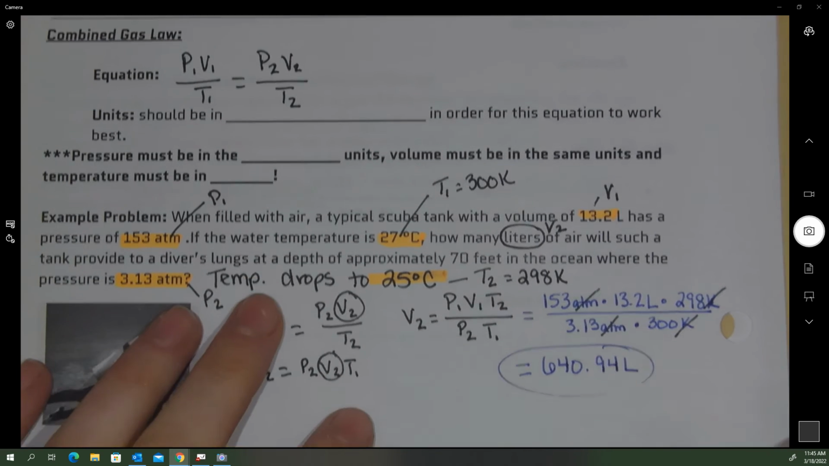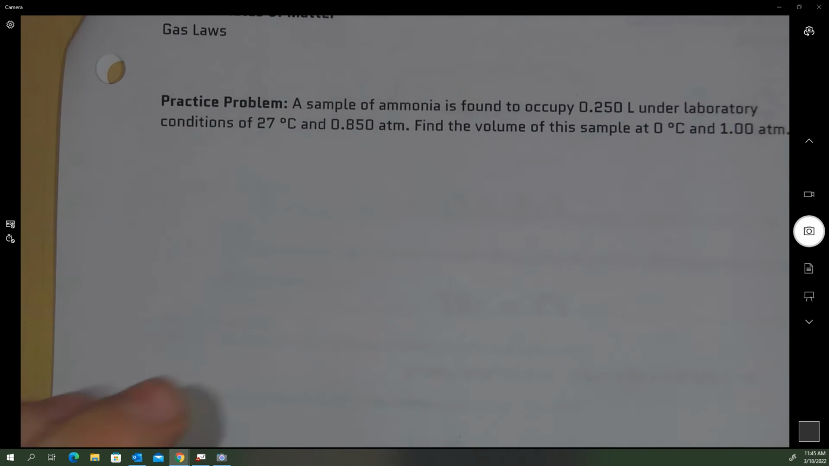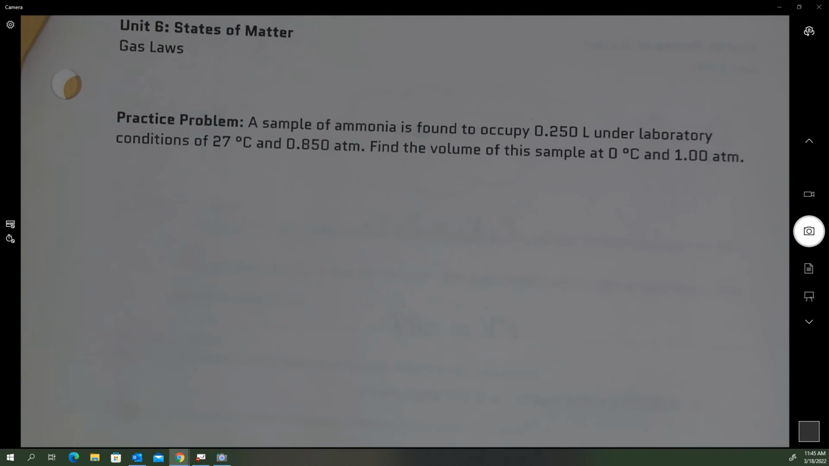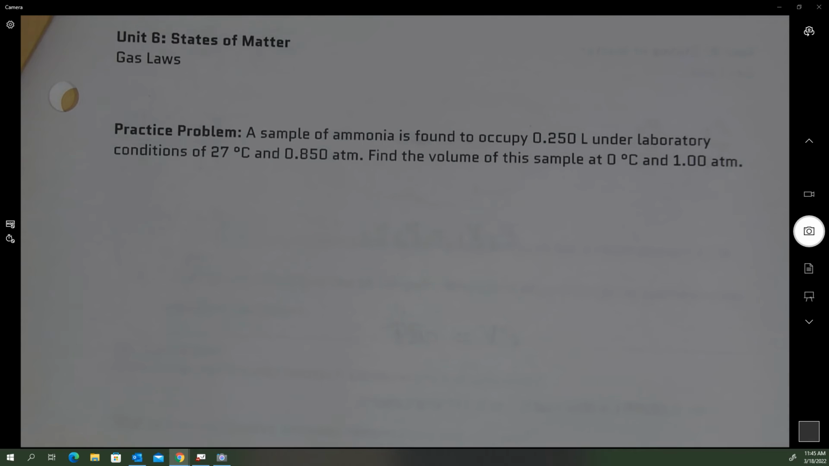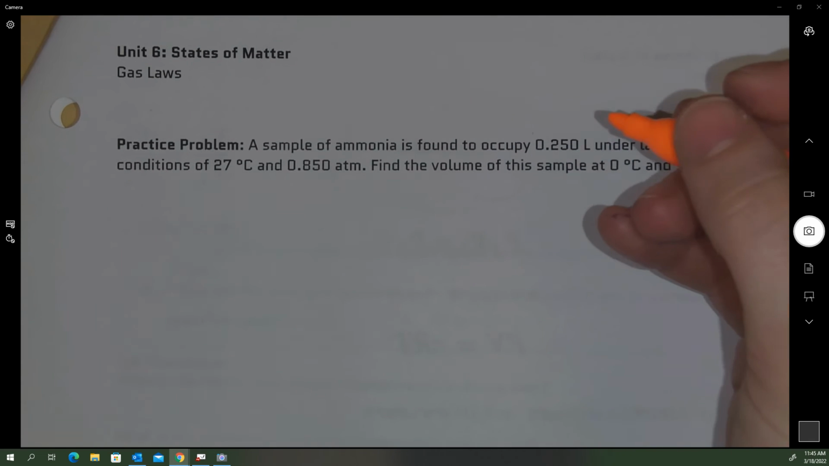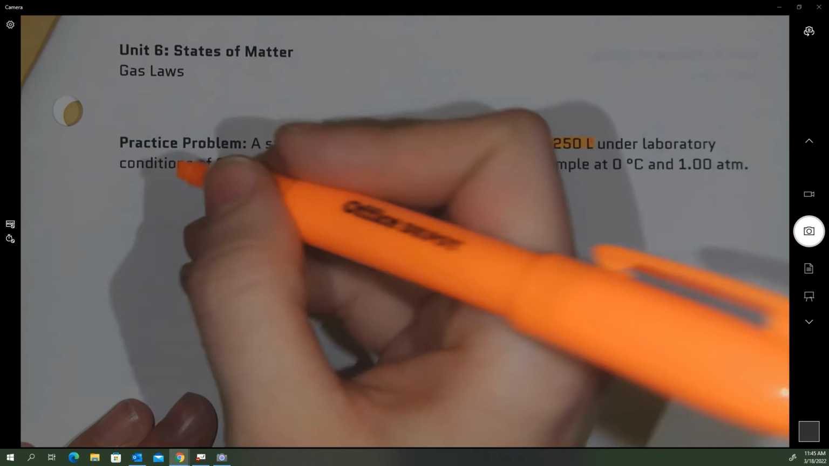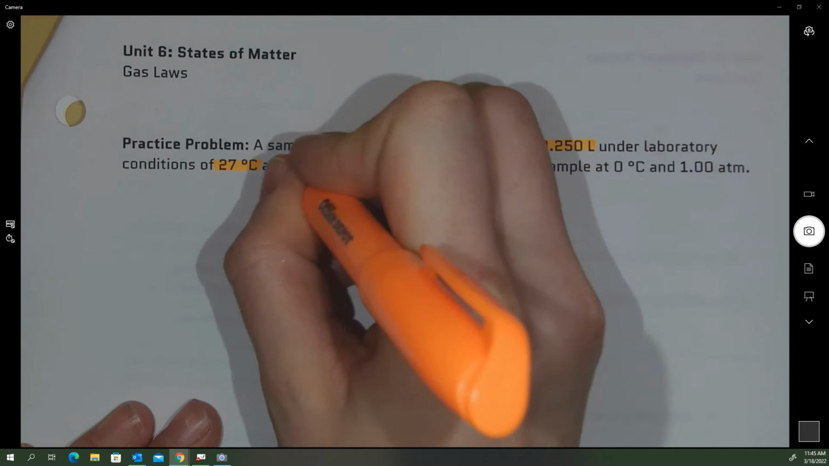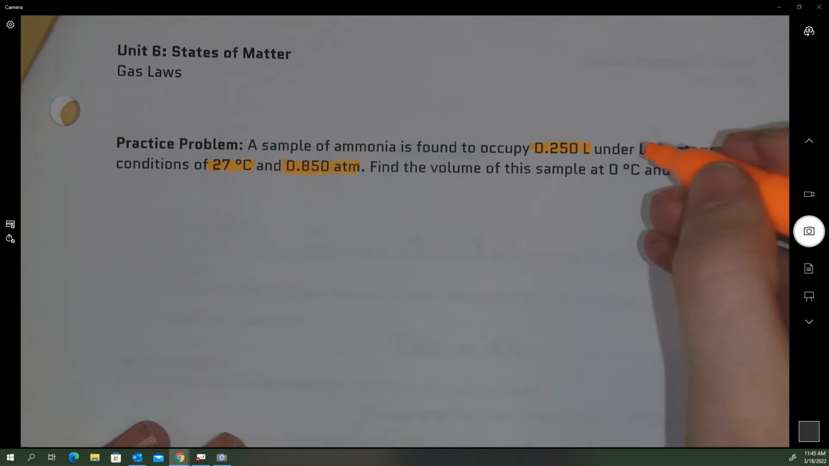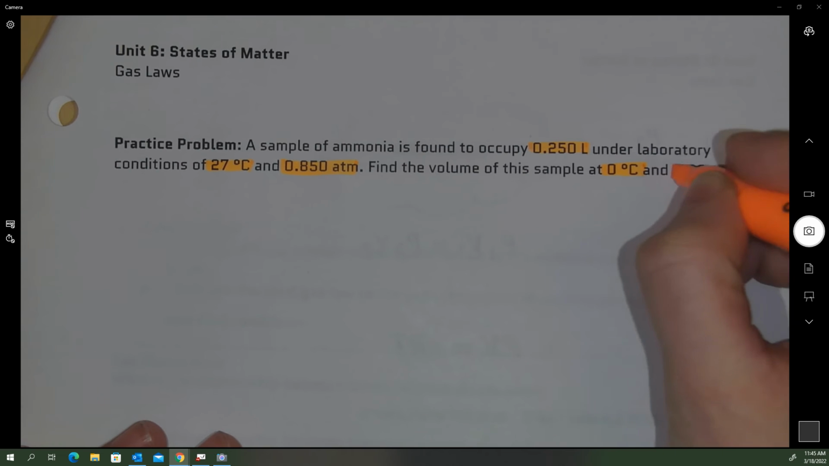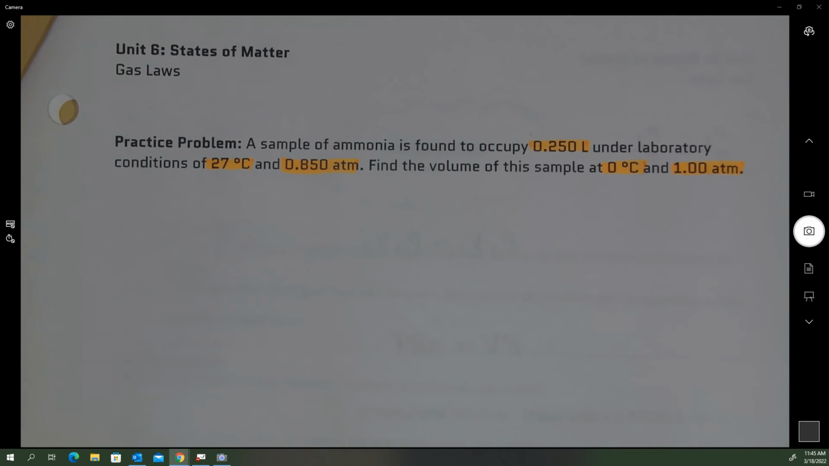Looking at our next one on your sheet, it's a practice problem. So I'm going to help you with the setup of this, and then we'll pause the video and give you an opportunity to go ahead and try it. It says a sample of ammonia is found to occupy 0.25 liters under laboratory conditions of 27 degrees Celsius and 0.85 ATM. It wants us to find the volume at 0 degrees Celsius and 1 ATM. So we're solving for volume.